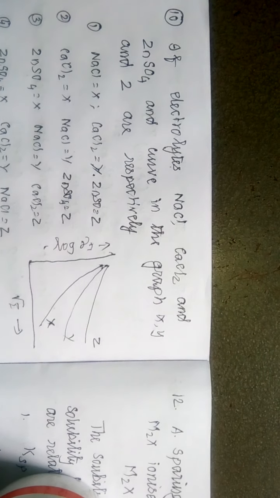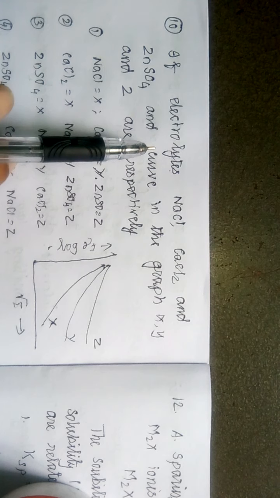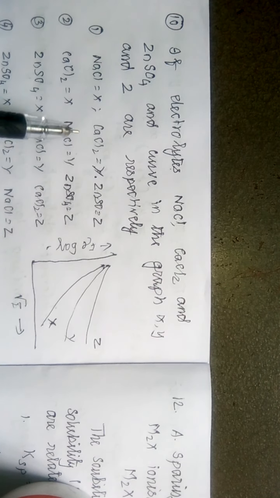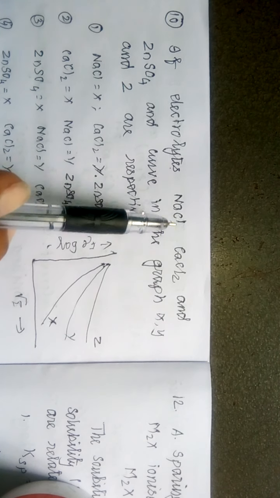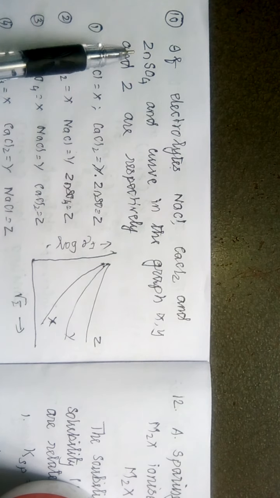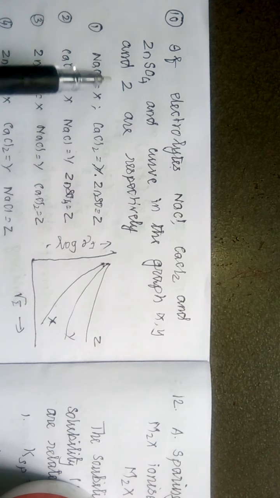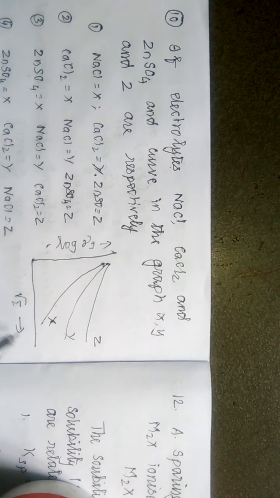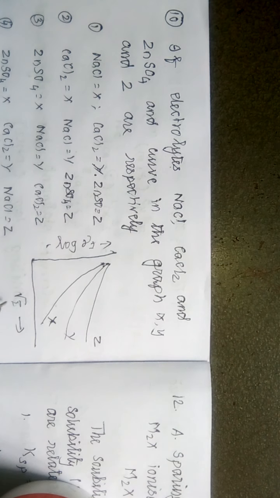This is the next question. This also I have taken on my own. If the electrolytes are NaCl, CaCl2 and zinc sulfate, and the curves in the graph x, y and z are respectively... This is the graph of log gamma plus or minus versus root I. The values are given here.